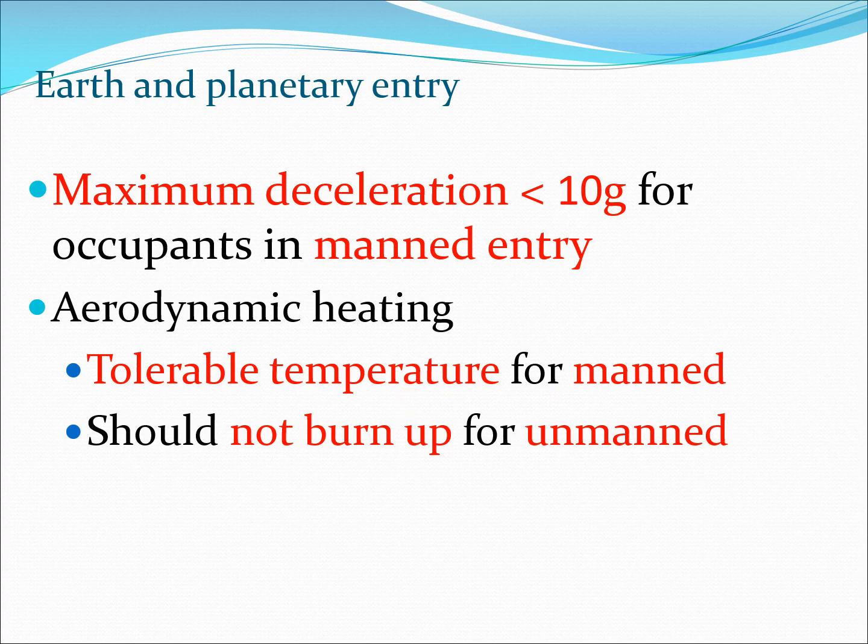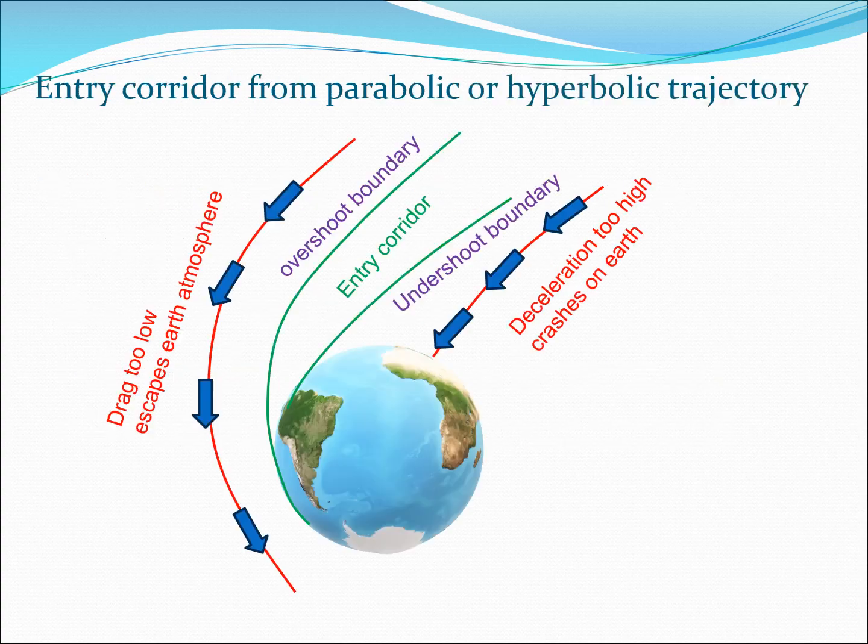And in case you are using some kind of unmanned system, at least it should not burn up. And also the different equipment which are present in the spacecraft should also not be deleteriously impacted. Now let's look at the possible corridor which you have when you are entering back into the earth.